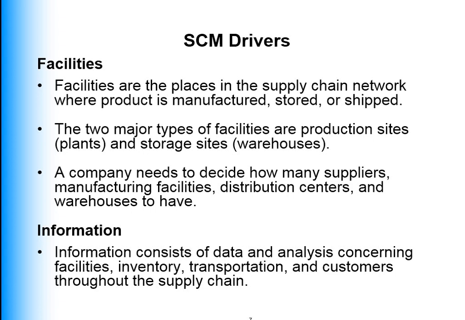So information consists of data analysis concerning facilities, inventory, transportation, customers throughout the supply chain. Last time we discussed SAP HANA in particular. So those are actually similar to information. The SAP HANA will provide details of their production, their inventory, their facilities, transportation, even their customers in the database of SAP HANA, or the details of where they're going to deliver it or when they're going to deliver it.